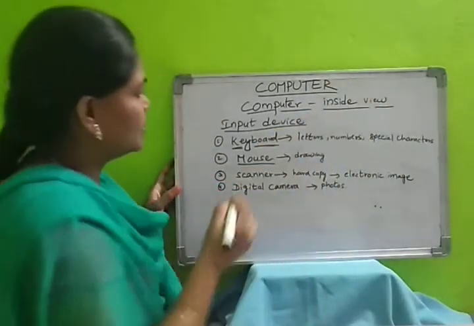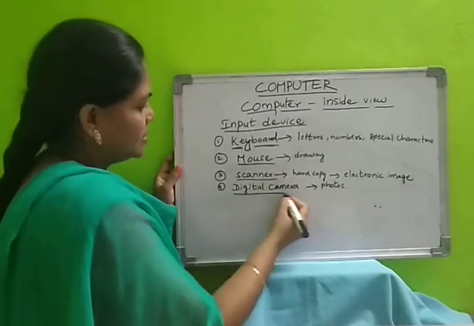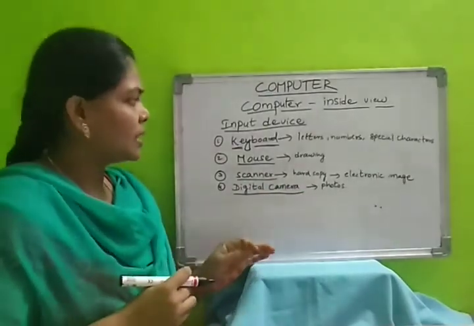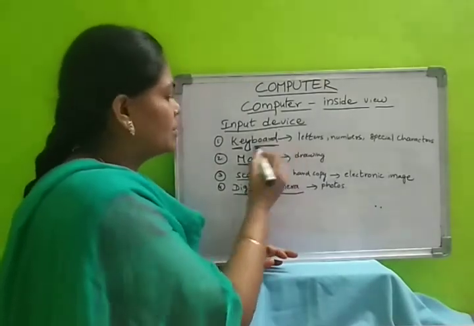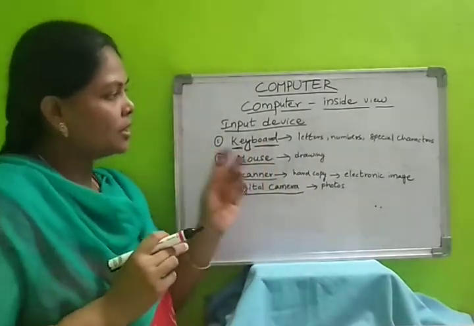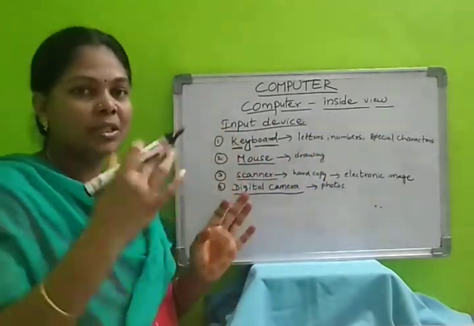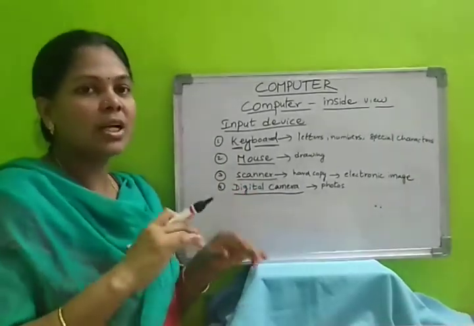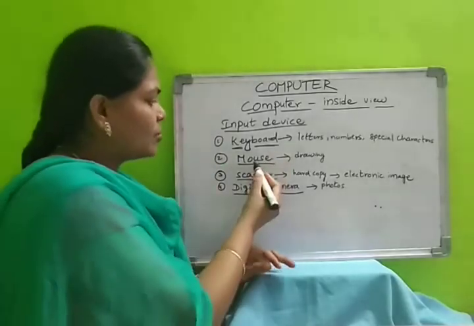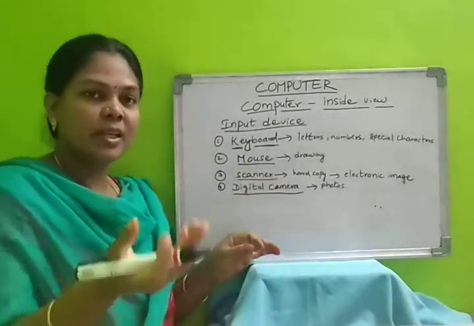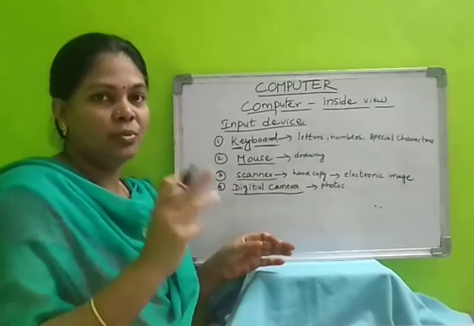Okay, what are the input devices here? Keyboard, mouse, scanner, digital camera. So these four are the input devices in your lesson. Using keyboard, what we will give? Letters, numbers, special characters we give as input. Input is nothing but what you are giving to the computer, that is the input data. Using mouse, we are giving the drawings or you can select anything to play.